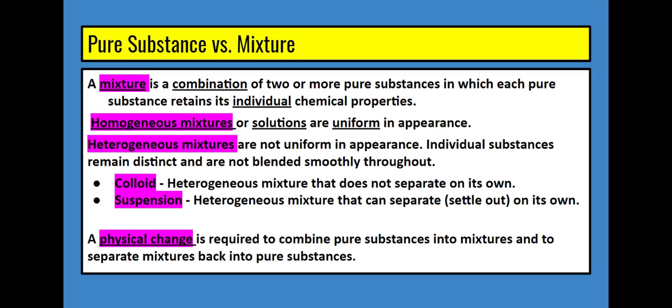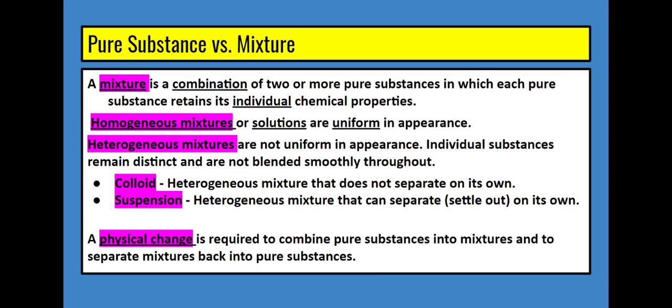Think of chocolate milk, right? So if I took milk and I mixed chocolate syrup in it and I mixed it really, really well, there's almost a guarantee that you would not be able to tell the difference between the chocolate and milk. That is a homogeneous mixture. Heterogeneous mixtures, on the other hand, are not uniform in appearance. Individual substances remain distinct and are not blended smoothly throughout.